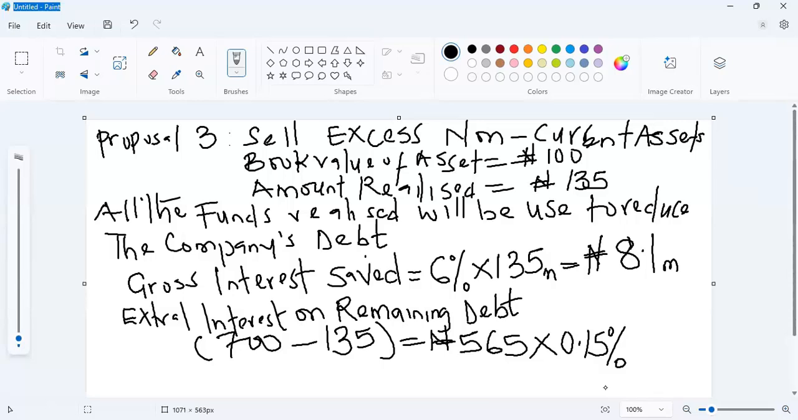Yes, sir. So please compute 0.15% of 565 million. What do you have? 84.75. That's wrong, sir. That's 0.15. You are going to divide it by 100 first. It's a percentage now. That should give you 0 point something.